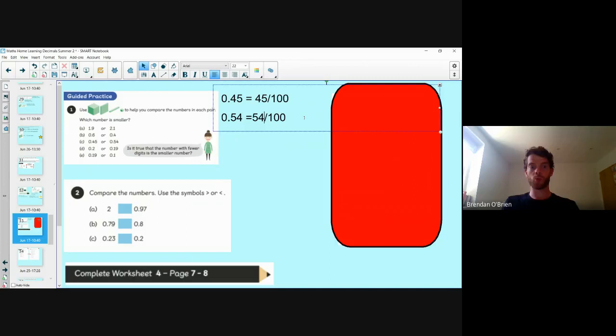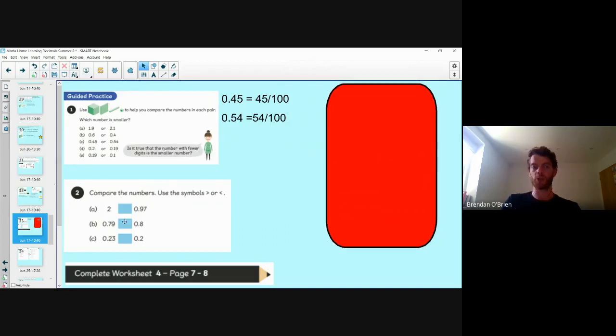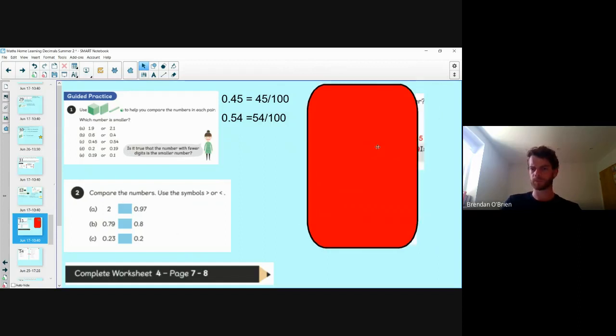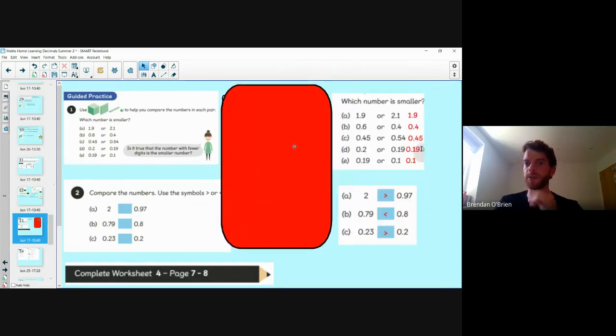So I would like you to have a go at this guided practice. Okay. The second part is comparing numbers using the greater than and smaller than symbols. So I'd like you to have a go at those on a scrap piece of paper, and then I'll show you the answers for those. Okay. All right, so you should have found here which number is smaller, and you should have compared the numbers in number 2. So here are your answers.